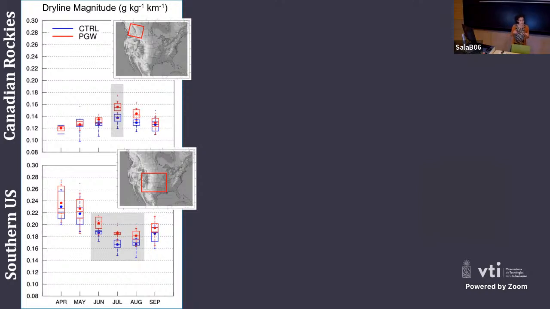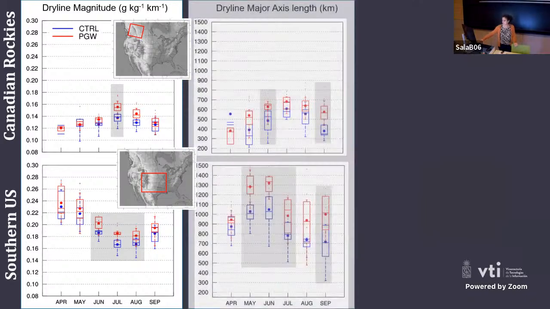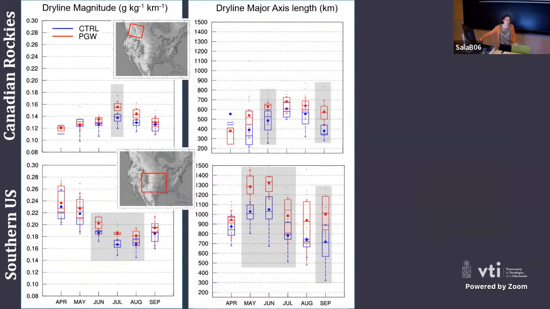In the US, you have the maximum magnitude of dry lines at the beginning of summer, which is related to the low-level jet maximum that is occurring from the Gulf of Mexico to central US in the same months. On the other side, in Canada, the maximum is occurring in the middle of summer. It's the same behavior for the dry line's major axis, the extension of the dry line. They are getting more extensive. What I show you here in gray squares are the statistically significant differences.